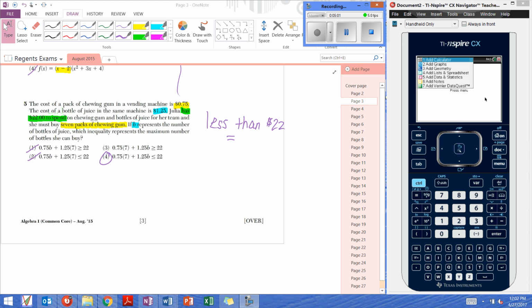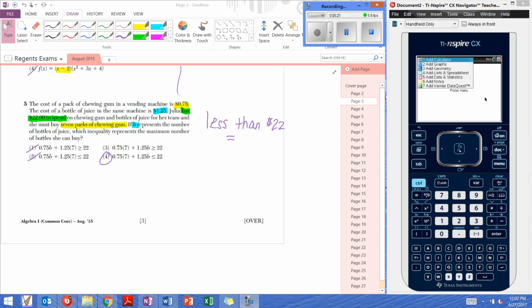Question 5 is very similar to question number 3. Here I color-coded, and I showed that the chewing gum was highlighted in yellow, and anything related to the bottles of juice I highlighted in blue. So notice how in the problem, only 3 and 4 have those connected.